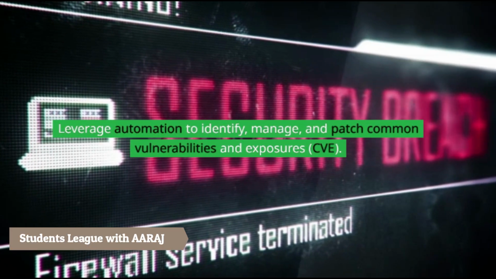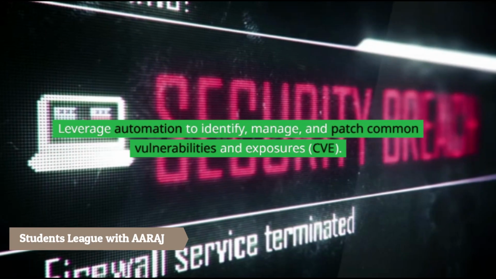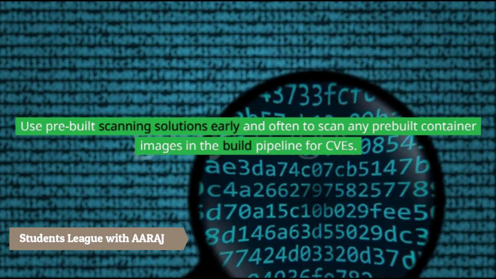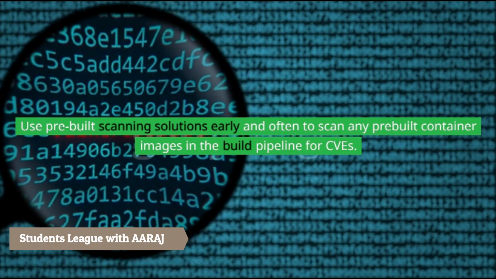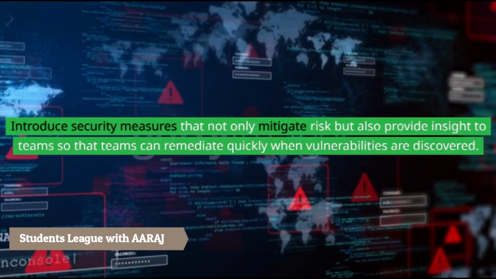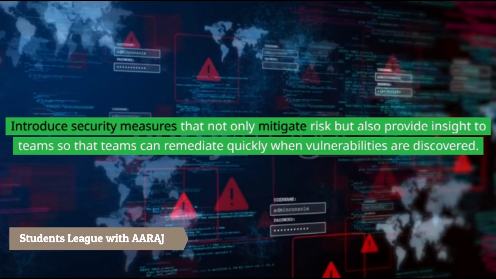Leverage automation to identify, manage, and patch common vulnerabilities and exposures, CVEs. Use pre-built scanning solutions early and often to scan any pre-built container images in the build pipeline for CVEs. Introduce security measures that not only mitigate risk but also provide insight to teams so that teams can remediate quickly when vulnerabilities are discovered.